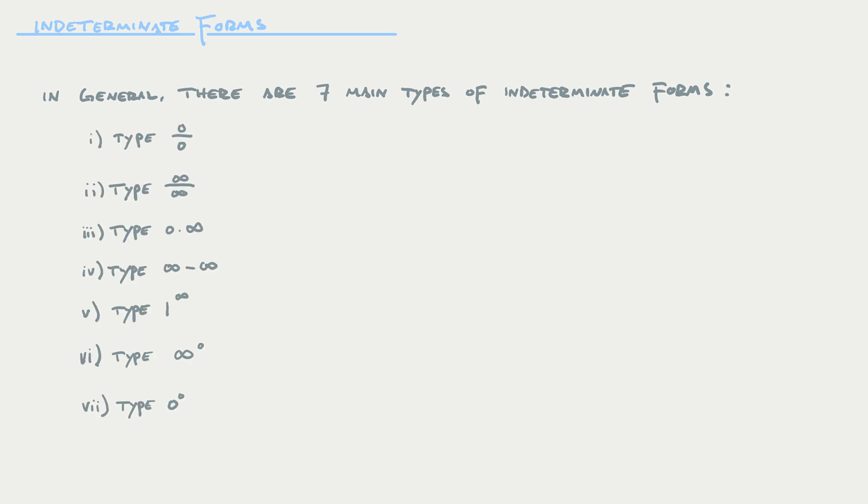There's type 0 over 0 and type infinity over infinity. But then all these other ones are similar question marks, like what's 0 times infinity? What's infinity minus infinity? What's 1 to the infinity? What's infinity to the 0? And what's 0 to the 0?